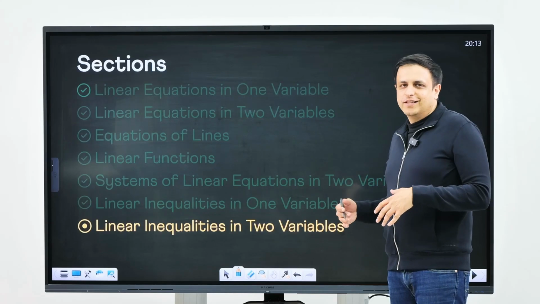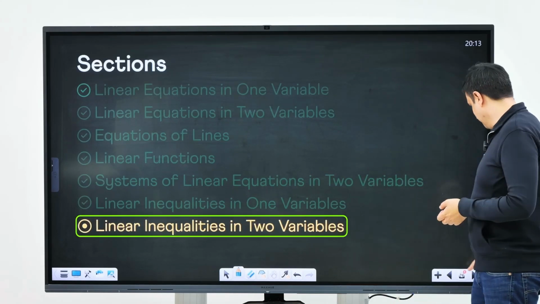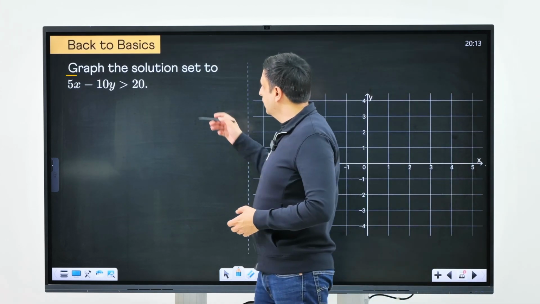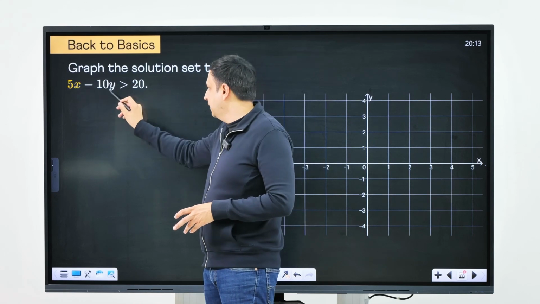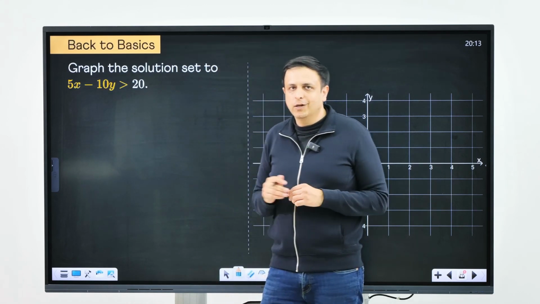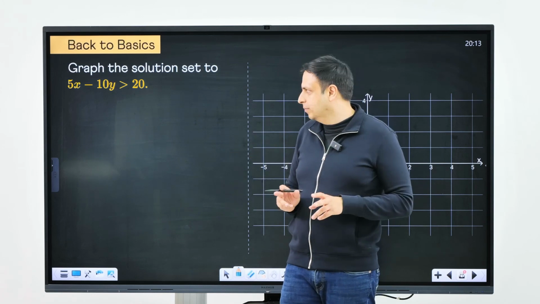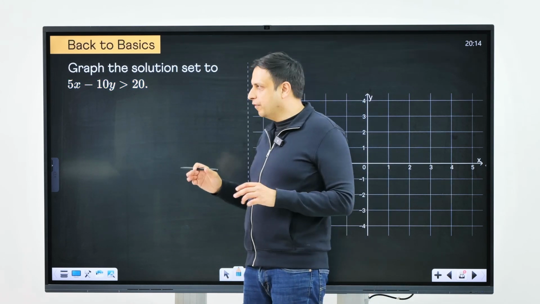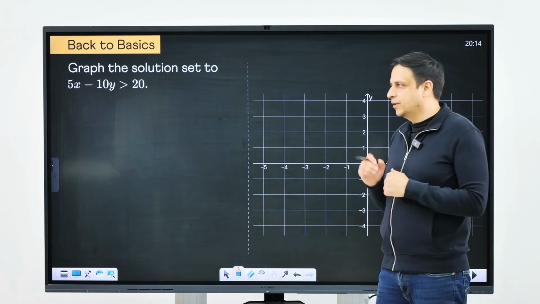And now we are on the last section, linear inequalities in two variables. So let's dive right in with our first example. Graph the solution set to this linear inequality 5x minus 10y greater than 20. So as you can see, this is a linear inequality in two variables, and we have to graph the solution set to this, which means that we have to plot all the points in the plane that satisfy this inequality.